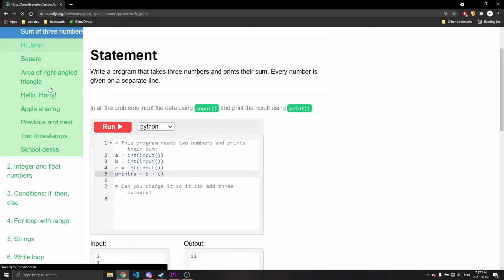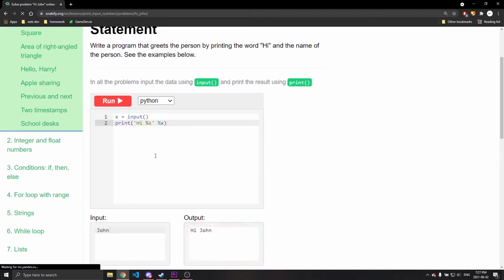And next one is Hi John. This is quite similar, but instead of adding numbers, we're adding strings or words. So the percent s will get replaced by the x variable, which is our input. So if it's John, it'll just be hi and then John.